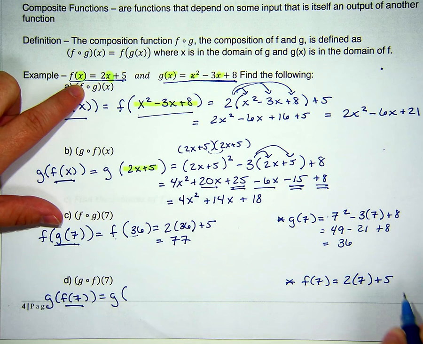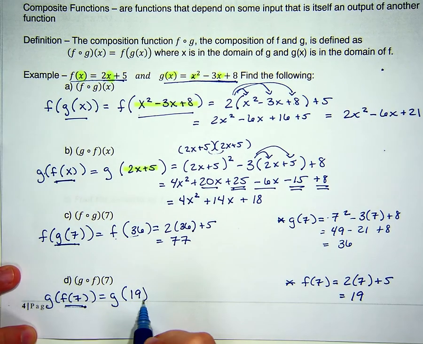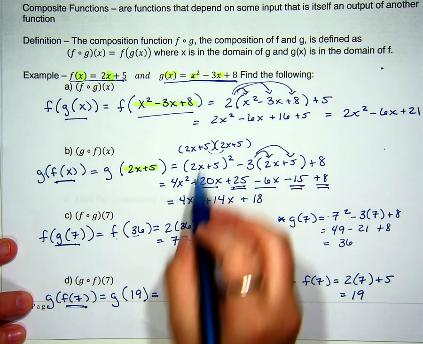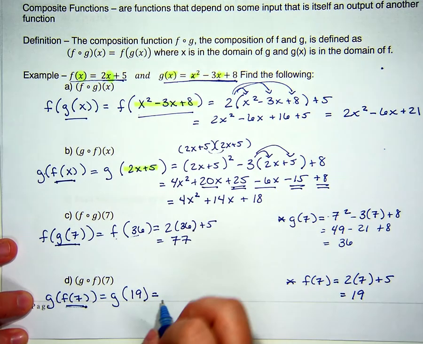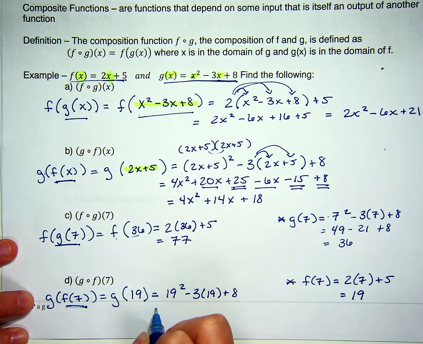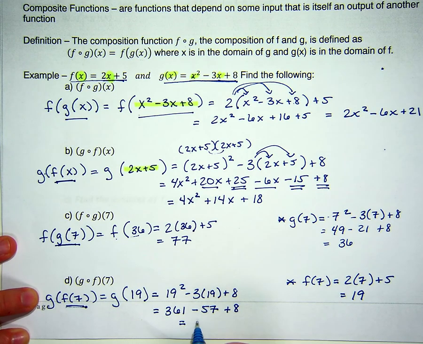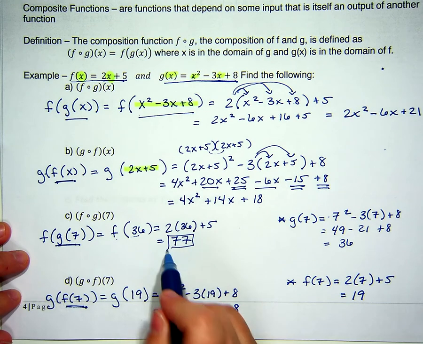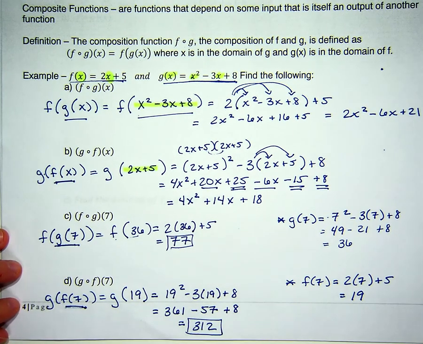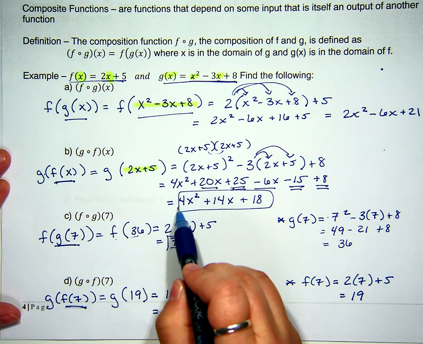So g of f of 7, so that's g of 19. Evaluating in my g function, wherever I see an x, I put a 19. So 19 squared, 361, minus 3 times 19, 57, plus 8. Running out of room here, we get 312. Very good.